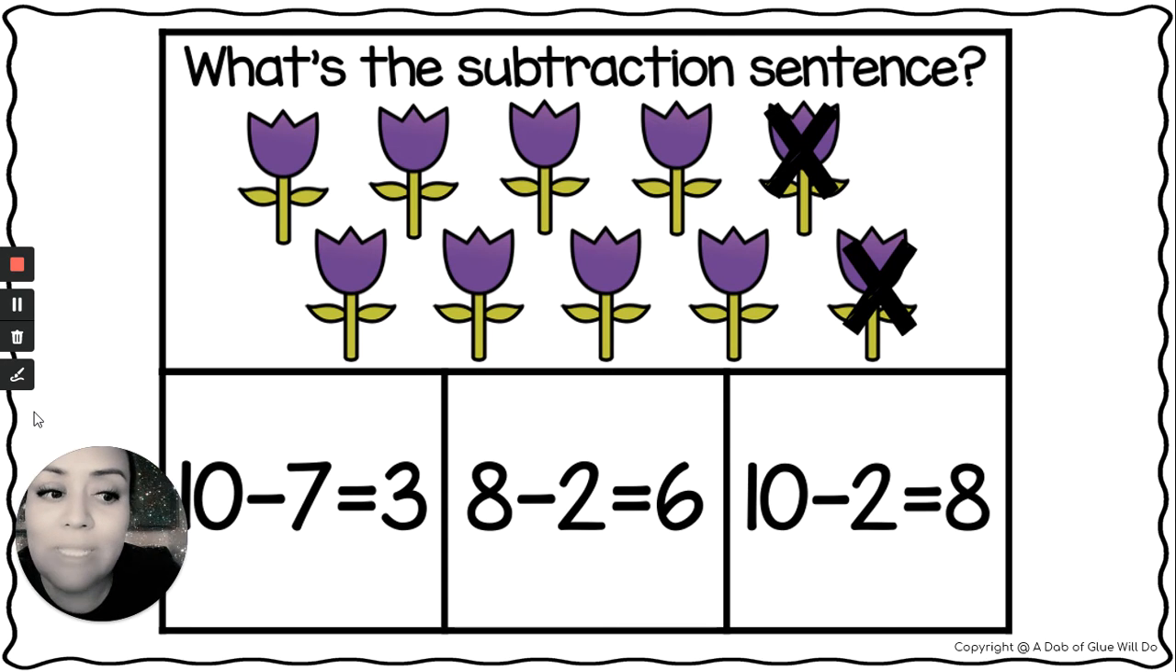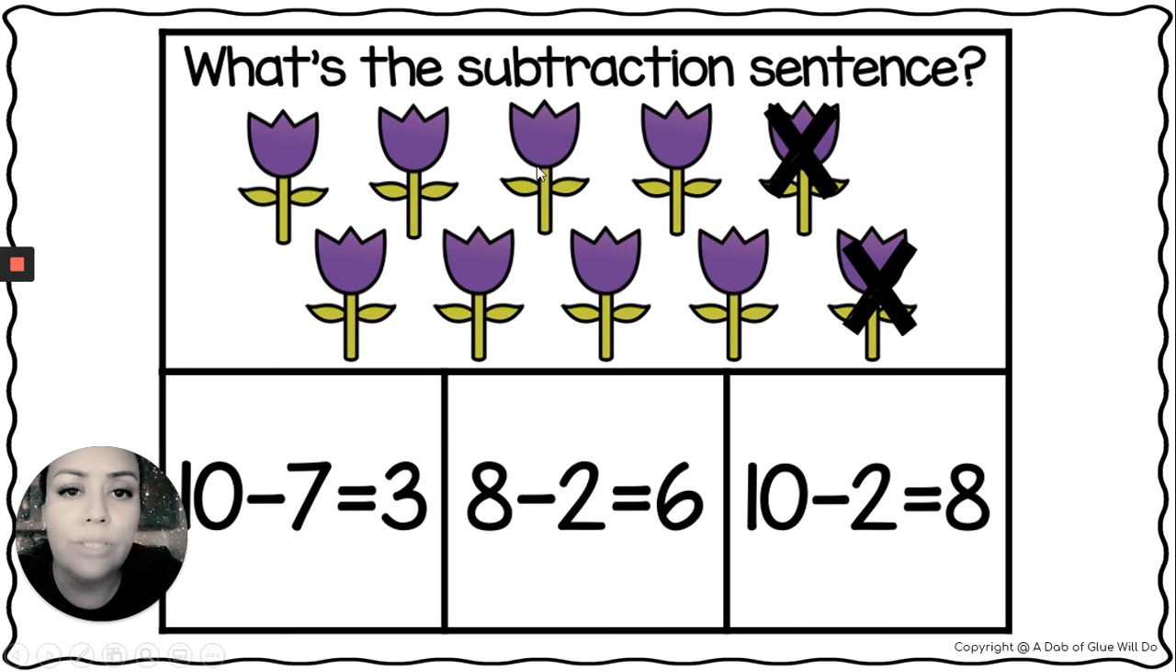How many did we take away? 2. So what does a 2 represent? The flowers that are crossed out or a part. Some of you are saying that 2 represents a part. Absolutely, but it also represents the 2 flowers that were crossed out. So we have 10. We took away 2, and how many are left? 8. That's right.